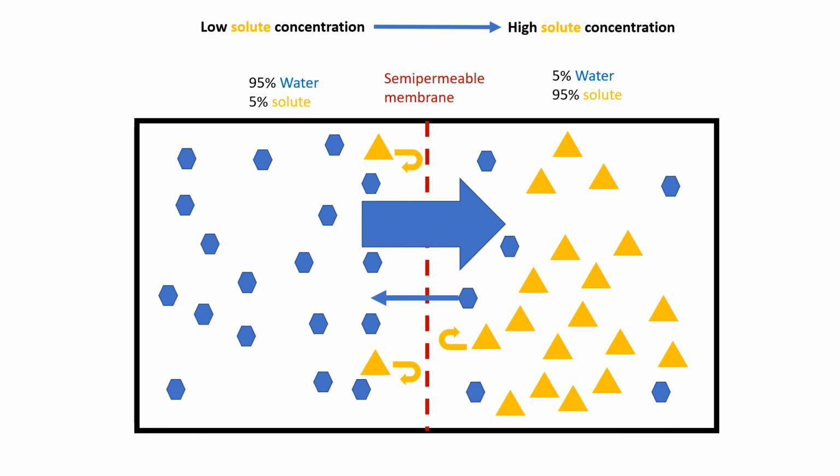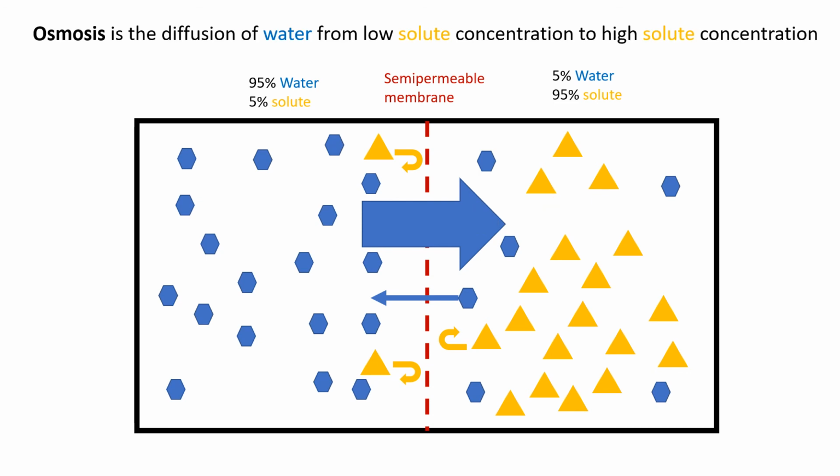Another way of thinking about this is in terms of the concentration of the solute, the things dissolved in this water. And you'll notice that the water is flowing from an area of low solute concentration to an area of high solute concentration, these orange things that are dissolved in the water. Osmosis is simply the diffusion of water from low solute concentrations to high solute concentrations.